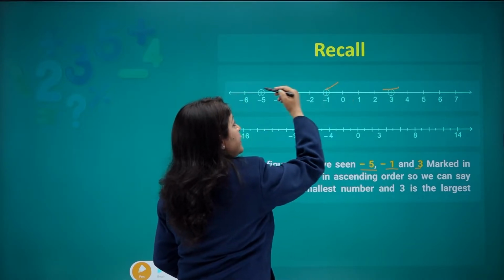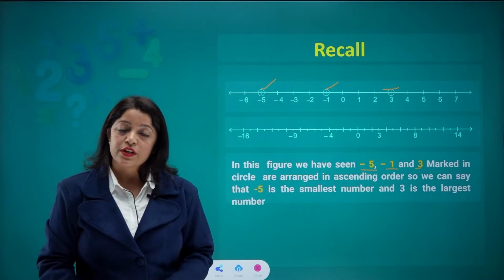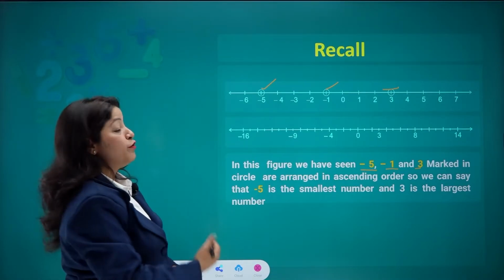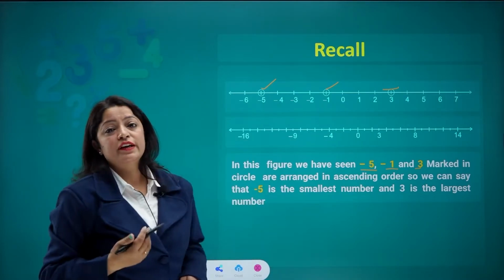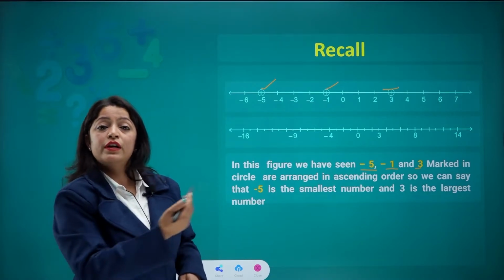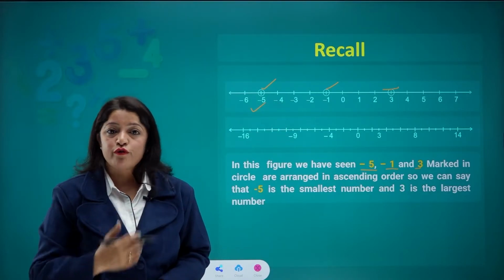And we can relate it in order also, that the number which is written on the leftmost side on a number line is the smallest of all the integers. So if I want to compare these numbers, -5, -1 and 3, we find that the number which is on the leftmost side, that means -5, is the smallest number.